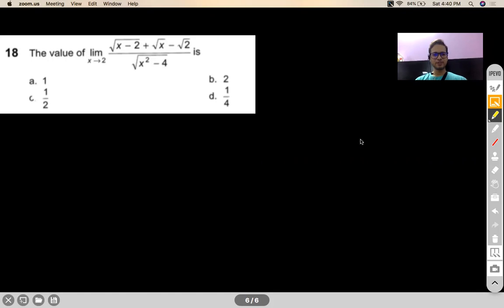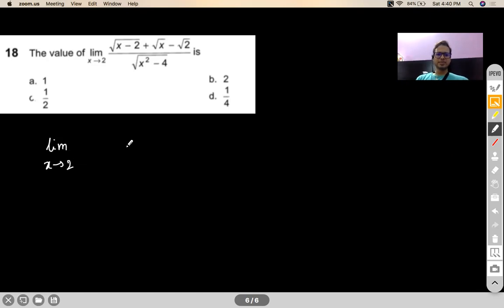5, 4, 3, 2, 1. Please vote, please vote. Okay, so not everybody has responded. Never mind. Most of you have gone with option C, which is actually the correct option. So let's solve this question.